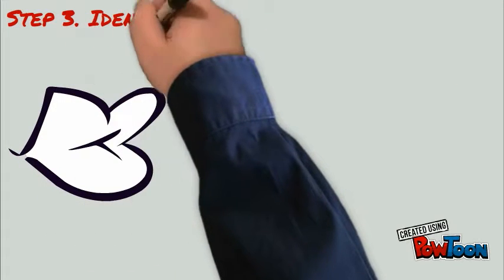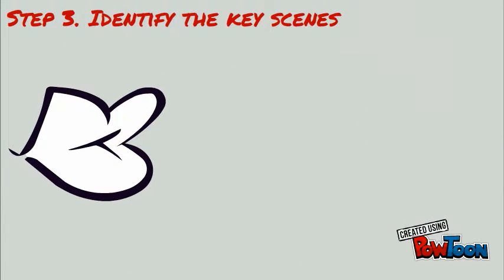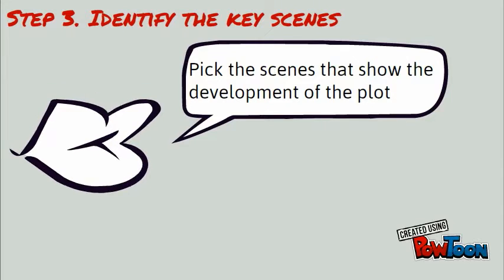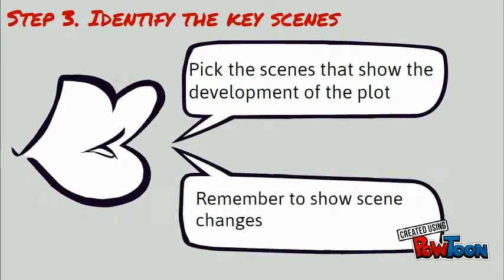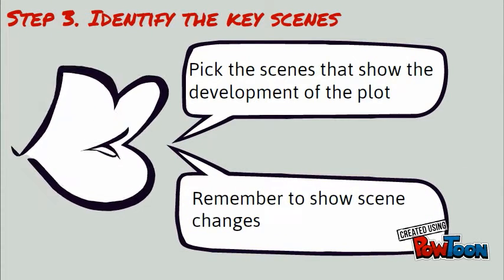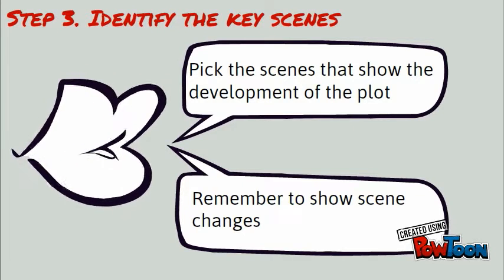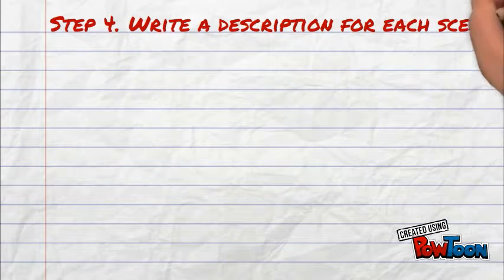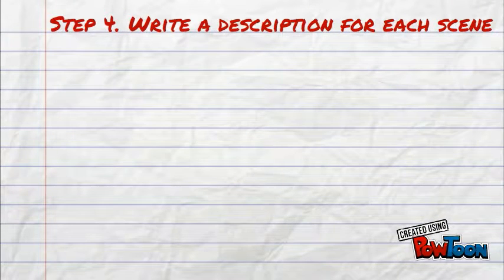Step 3, identify the key scenes. Here you need to pick the scenes that show the development of the story or plot, so that the viewer understands the storyline or the gist of the story. It's important to remember to show changes in scenes, so that is if your story is moving from one place to another.